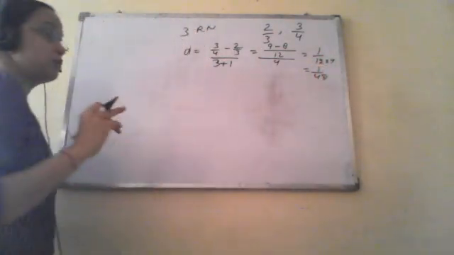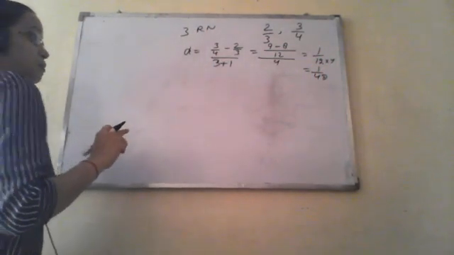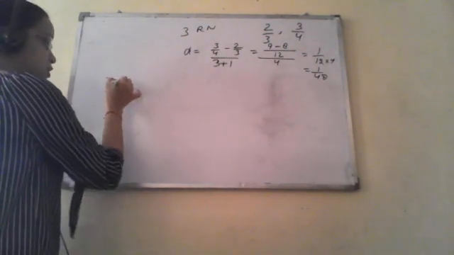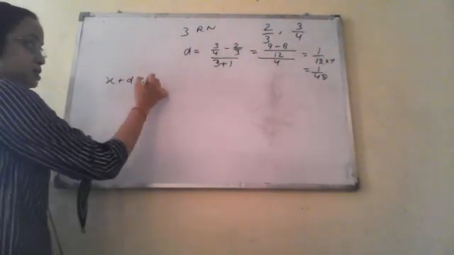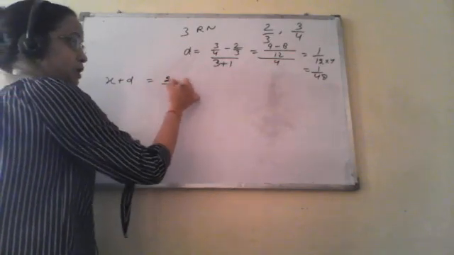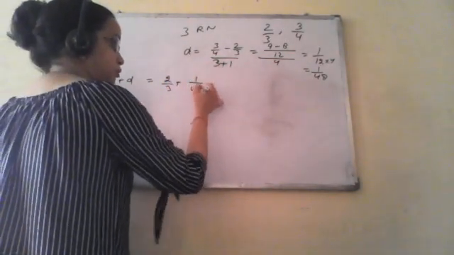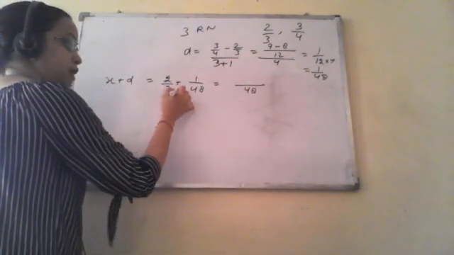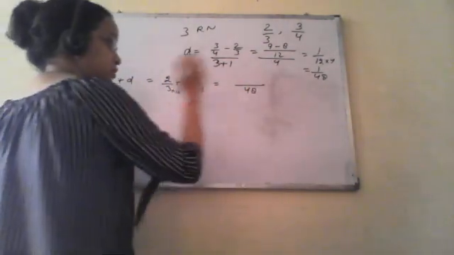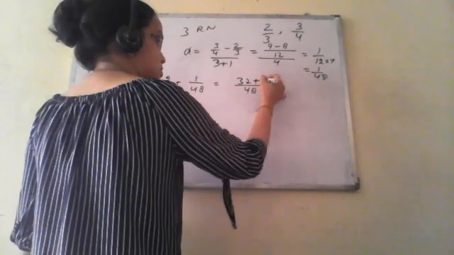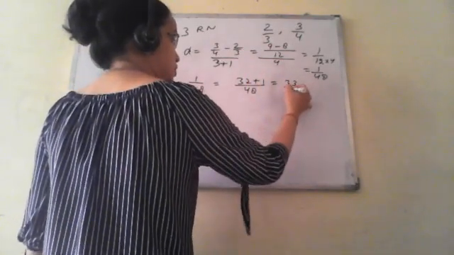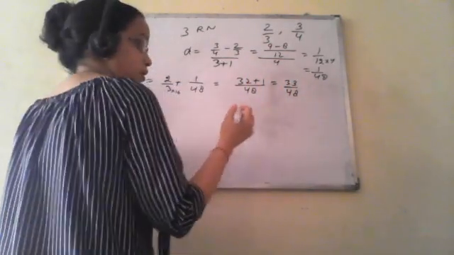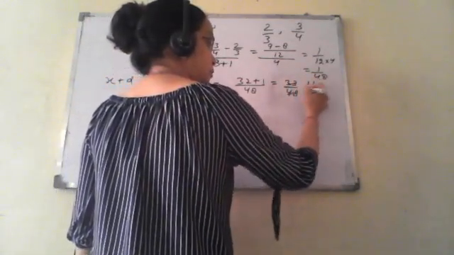So the three rational numbers between 2 by 3 and 3 by 4 will be x plus d. The first rational number will be x plus d, that is 2 upon 3 plus 1 upon 48. So the denominator is 48, and 2 upon 3 gets multiplied by 16. So this is 32 plus 1. So this is 33 upon 48. Or you can further reduce it to 11 upon 16.